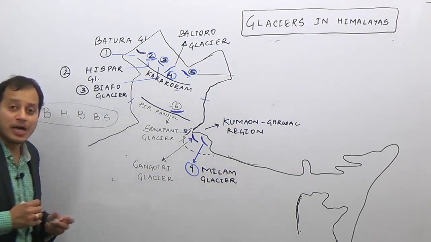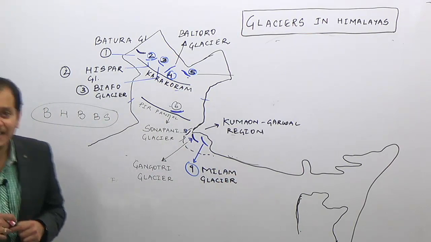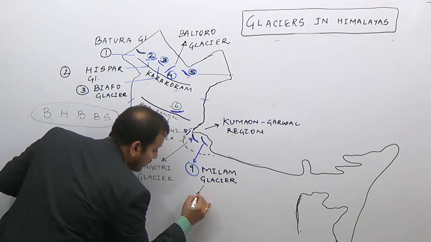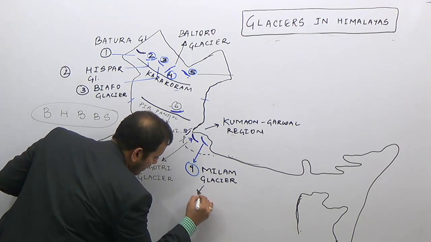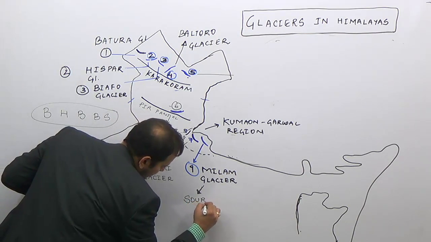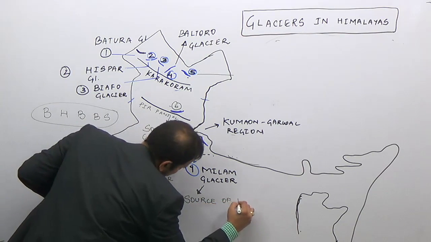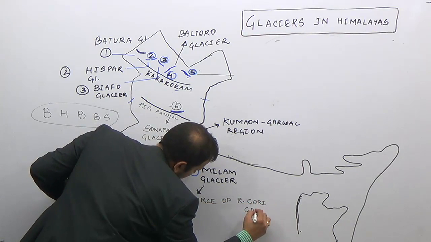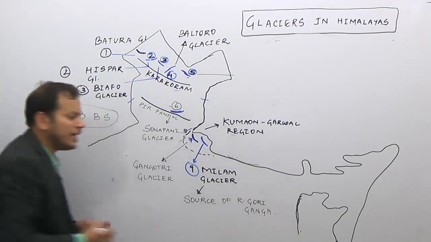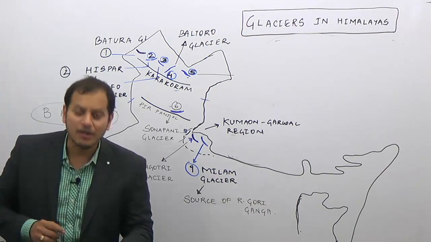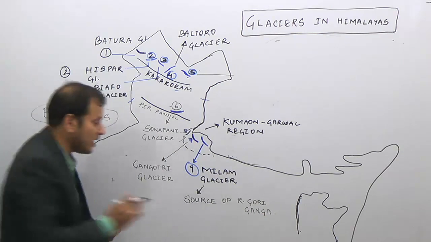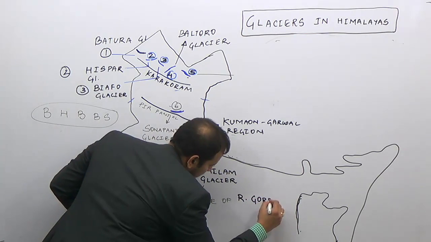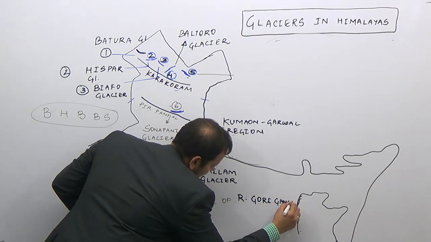Milam Glacier. You can locate these glaciers in the atlas here, and the Milam Glacier is important because it is the source of river Gori Ganga. Gori Ganga is a river which joins the Ganga river system. It is the source of river Gori Ganga.